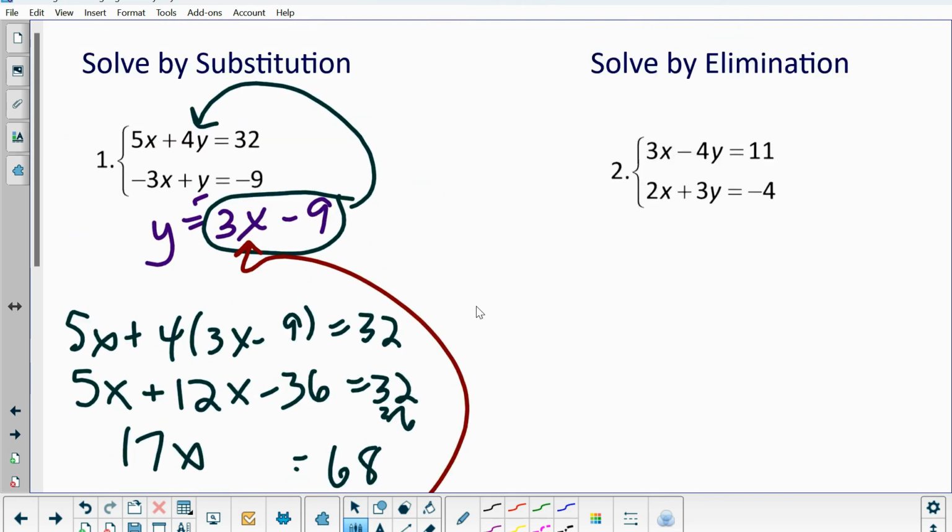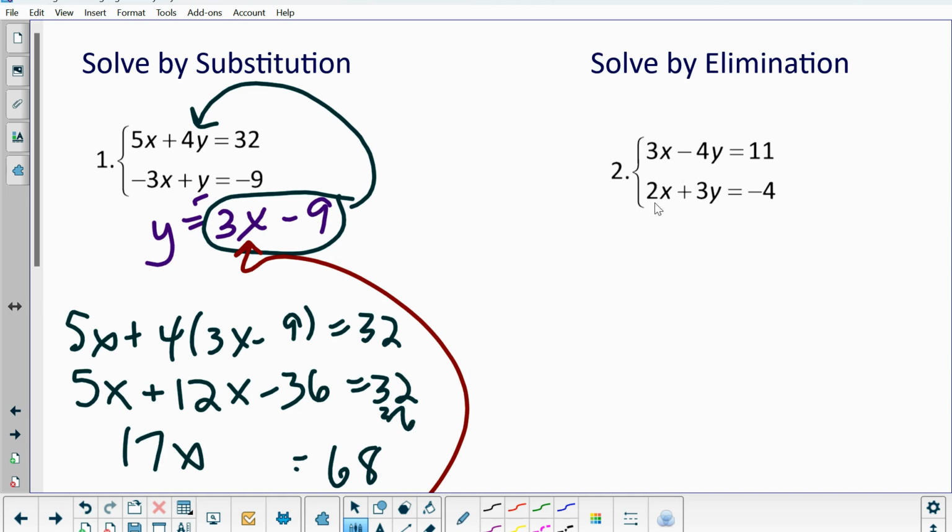Okay, this is the elimination one over here. It is probably the hardest of all the 4 problems, and that's because we have to actually multiply each equation by something to eliminate one of the variables. So I tend to choose the variables where they have opposite signs. So I see that I have a negative y here and a positive y here.